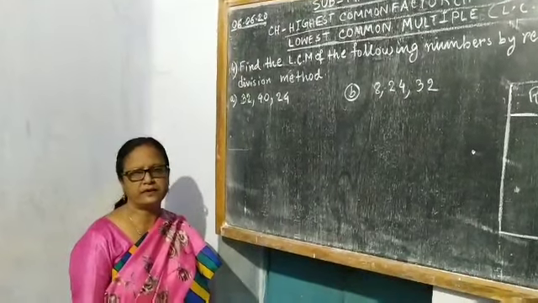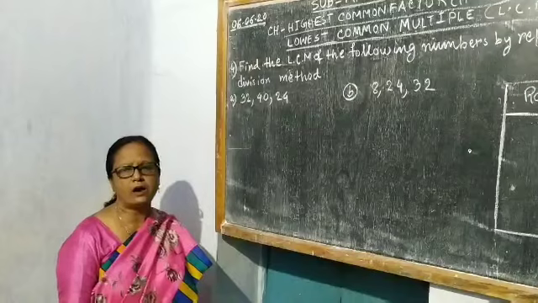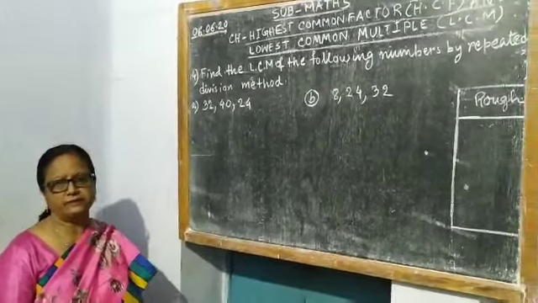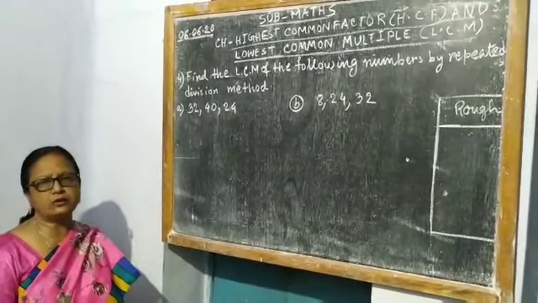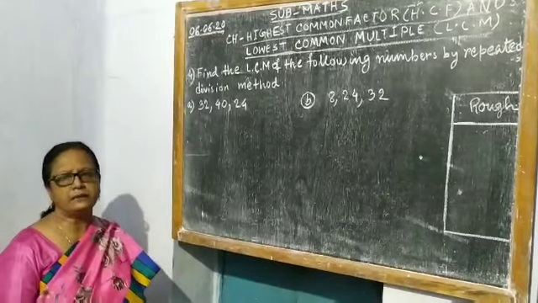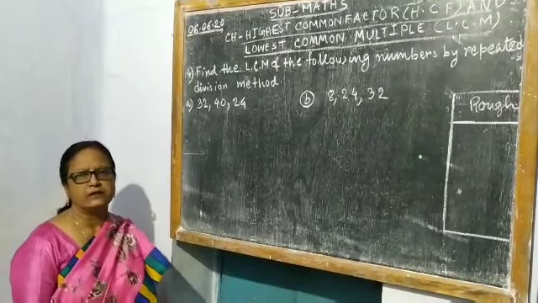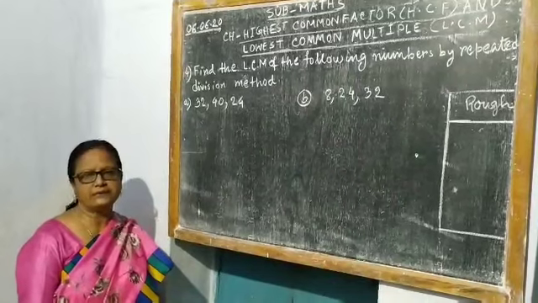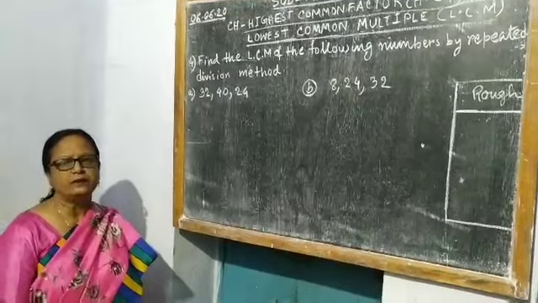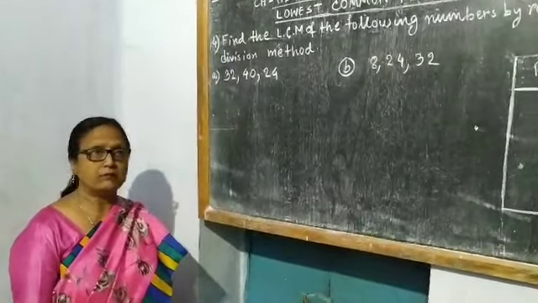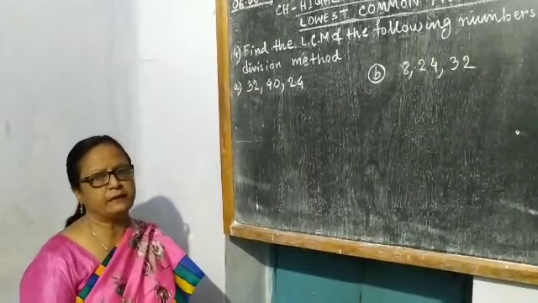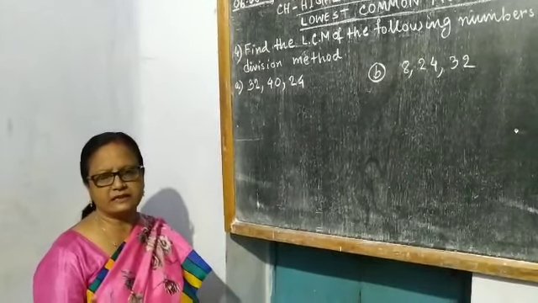Children, in the previous class, I taught you how to find the LCM of the given numbers by the division method. Today, I shall teach you how to find the LCM of the given numbers by the repeated division method. The difference between the two methods is that all the steps are the same. Only there is a difference in the last step.